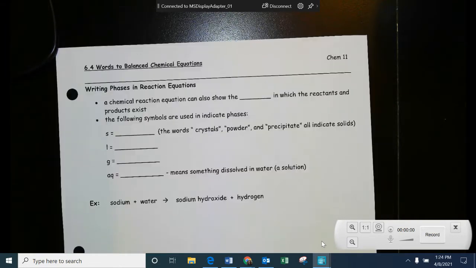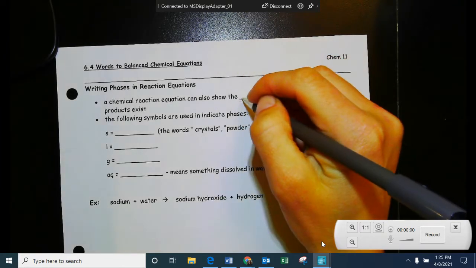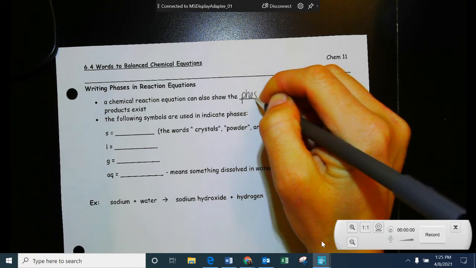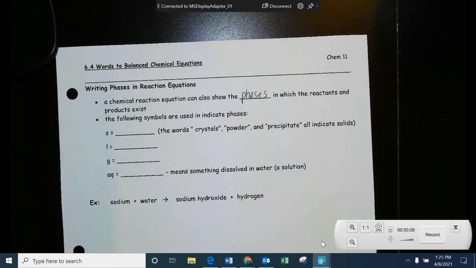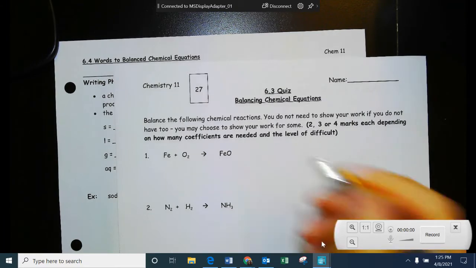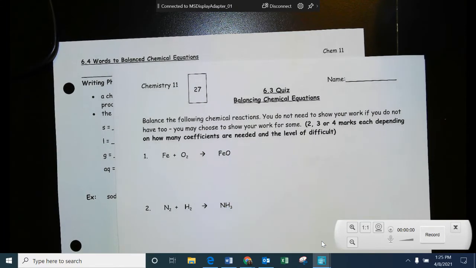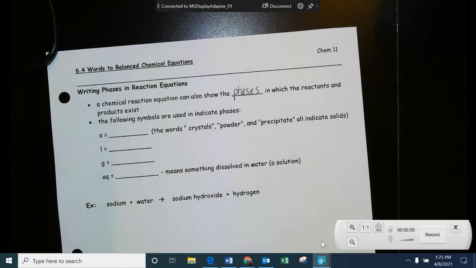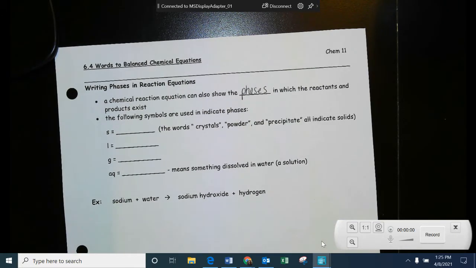Writing phases in reaction equations is pretty important because it is important for us to know what actual state or phase things are in. A chemical reaction equation also shows the phases in which the reactants and products exist. We have not been doing that so far. In those questions on balancing, it's just like Fe plus O2 equals FeO. Normally, we would put a little solid, liquid, or gas down here, and we're going to start doing that now. So we'll see equations written in a different way.